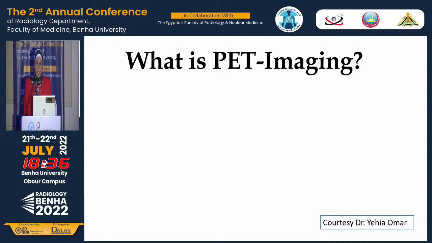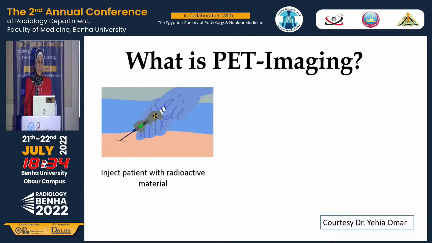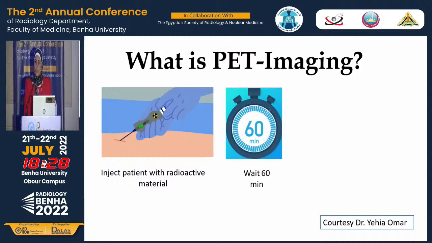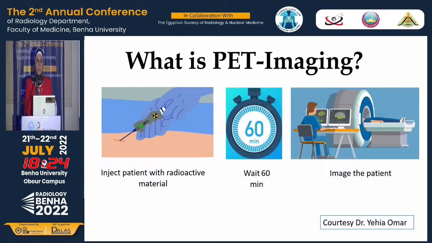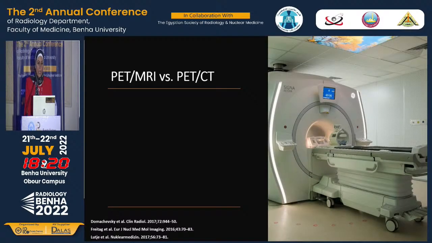What is PET imaging? How can we perform it? We inject the patient with the radioactive material, exactly as in PET CT, and then the patient waits in the waiting room for about 60 minutes, and then the patient comes into the MRI scanner to start the examination.